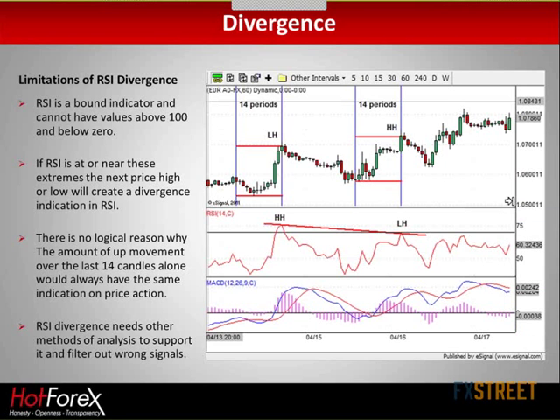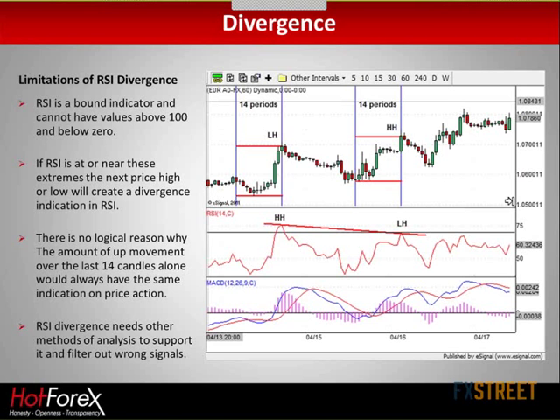Because RSI is a bound indicator. It cannot move to values above 100 or below 0. It just cannot go there. Which basically means that if RSI is at or near these extremes, the next price high or price low is very likely to create a divergence indication in the RSI.